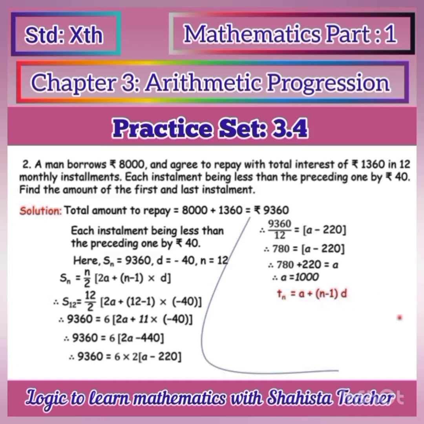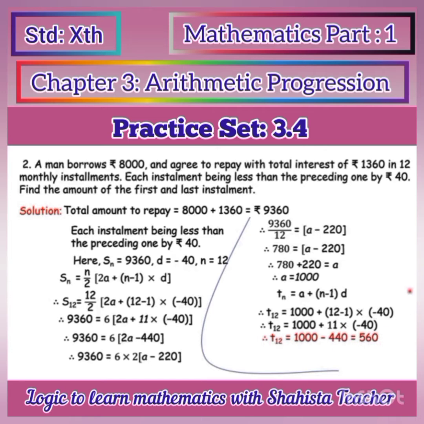Tn is equal to a plus make a bracket n minus 1, close the bracket, D. So in the place of n we will put 12. So here 1,000 plus 12 minus 1 into minus 40. So T12 is equal to 1,000 plus 12 minus 1, 11, into minus 40. So 11 into minus 40 is minus 440, so it is 1,000 minus 440 is 560. Is that clear? So here we get T12 is equal to 560.